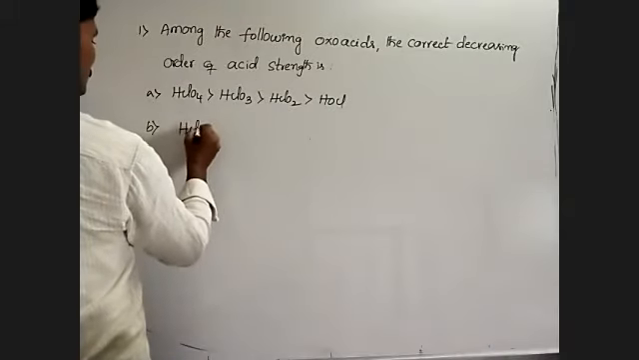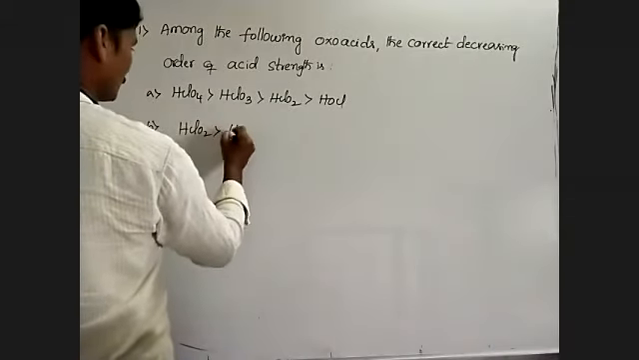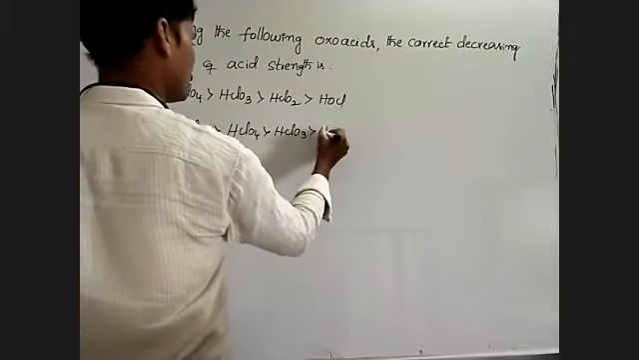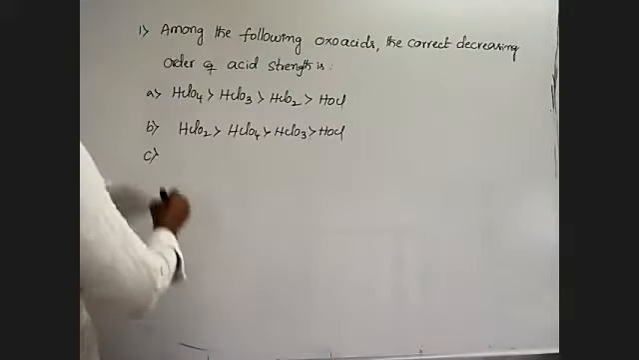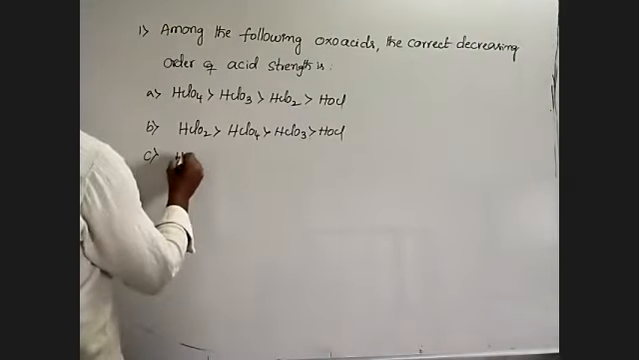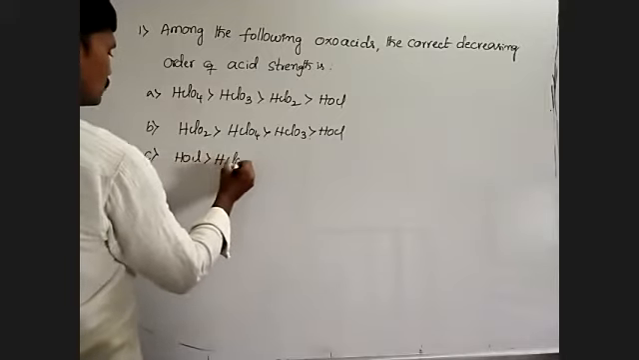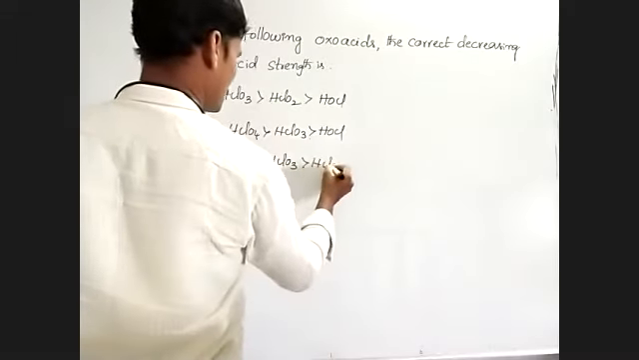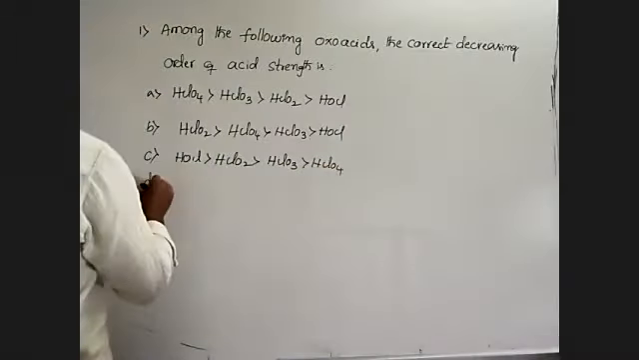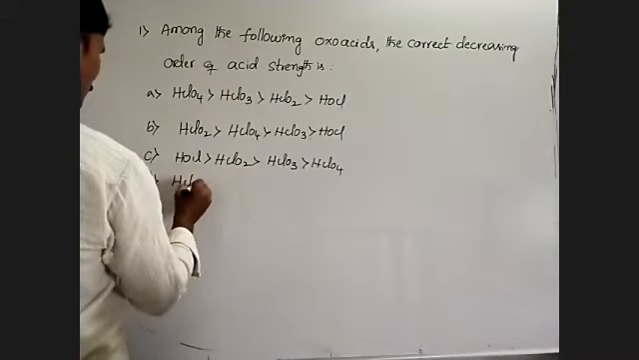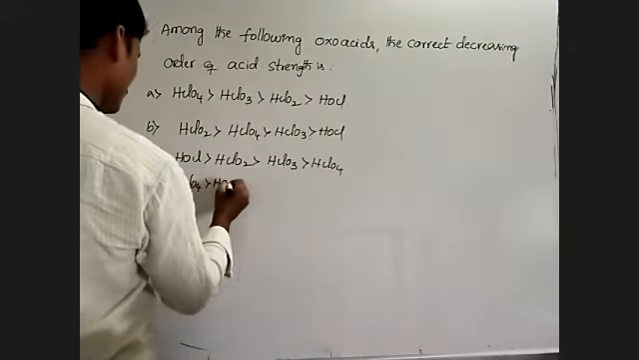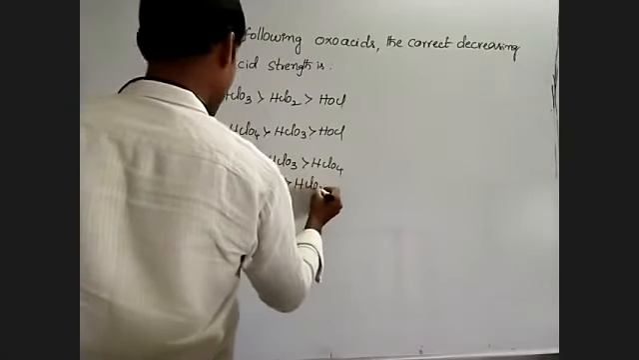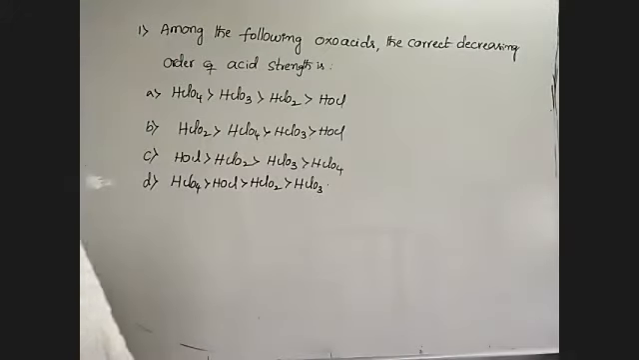Next, HClO2 greater than HClO4, HClO3 and HOCl. Next, coming to C, HOCl, HClO2 and HClO3, HClO4. Next D, HClO4, HOCl, HClO2 and HClO3. So that is the question.